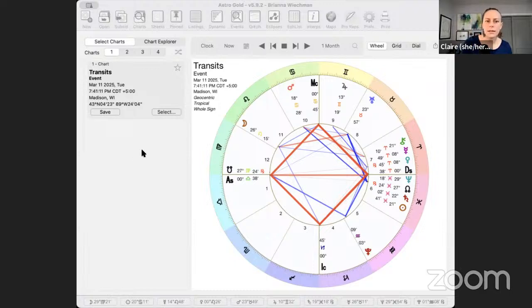Oh yeah, this is a good thing to talk about. Okay, I talked about the void of course moon. Let me see if there's any comments or questions.